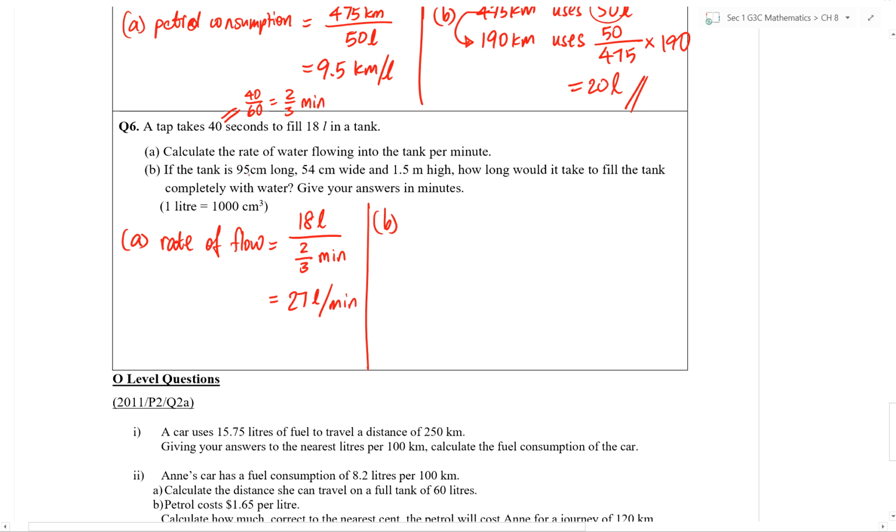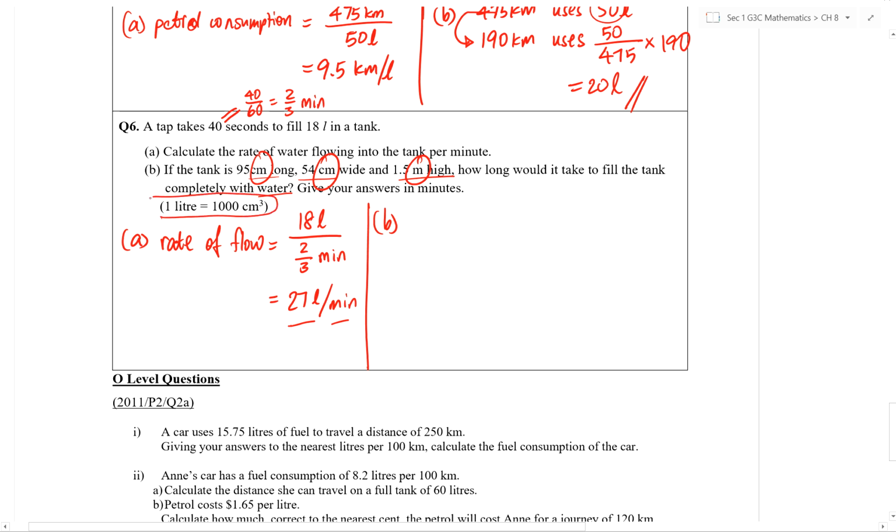If the tank is 95 cm, 54 cm wide, 1.5 meters high, be very sensitive to the units over here. Take note that they are not all the same. So how long will it take to completely fill it with water? My rate is in liters per minute.